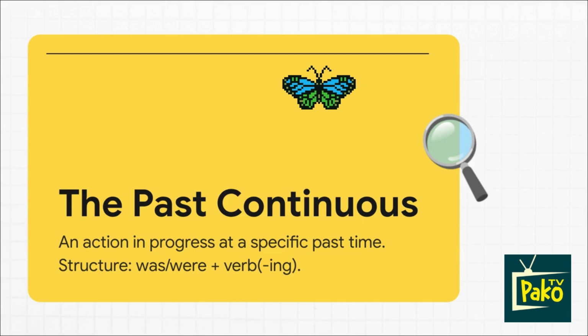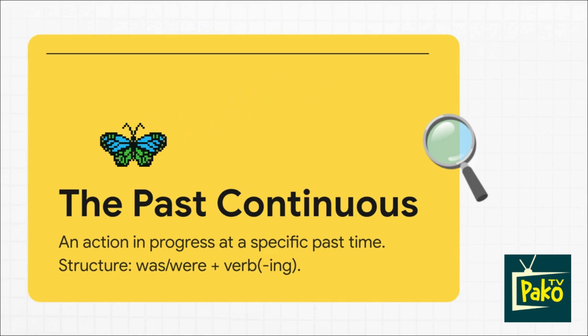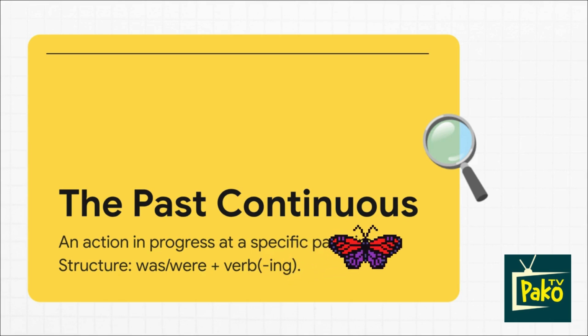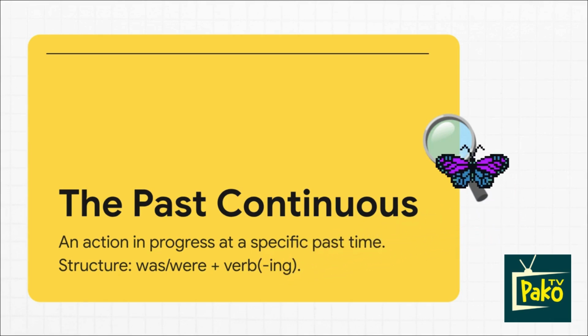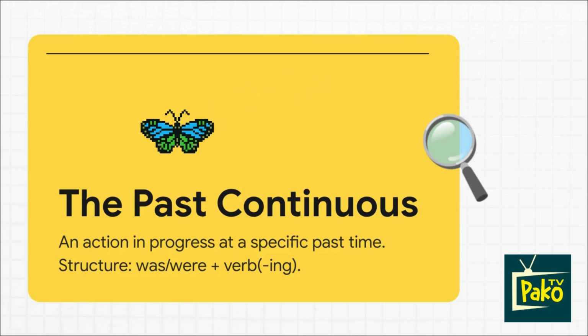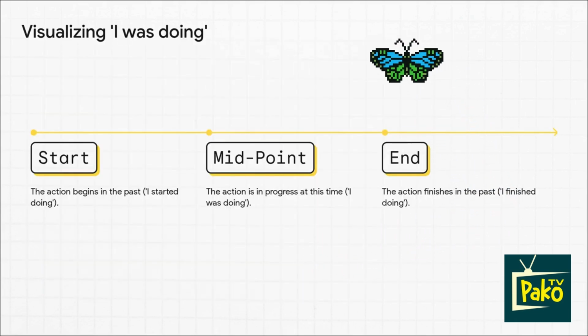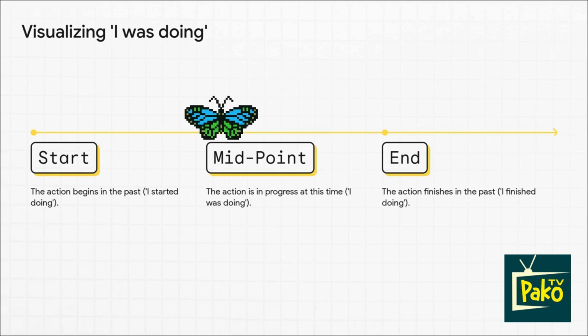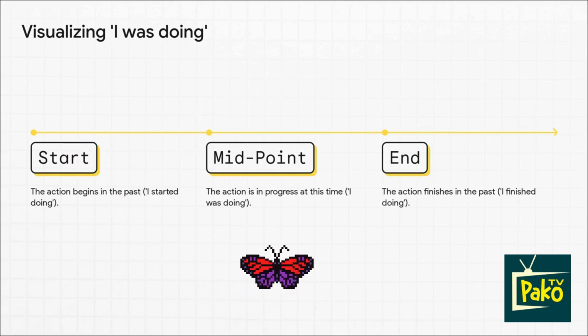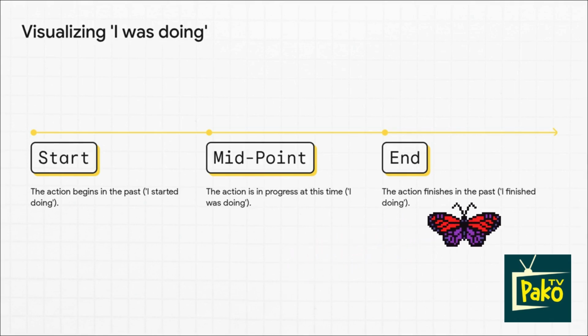And its whole job is to tell us that someone was in the middle of doing something at a very specific time. The action started before that moment, and it wasn't finished yet. And the best part? The structure is so simple. It's just was or were plus a verb with that -ing on the end. That's it. Visually, you can kind of picture it like this. Imagine any action in the past has a start point and an end point. The past continuous lets you drop a pin anywhere on that line and say, okay, right here, at this exact moment, this is what was going on.